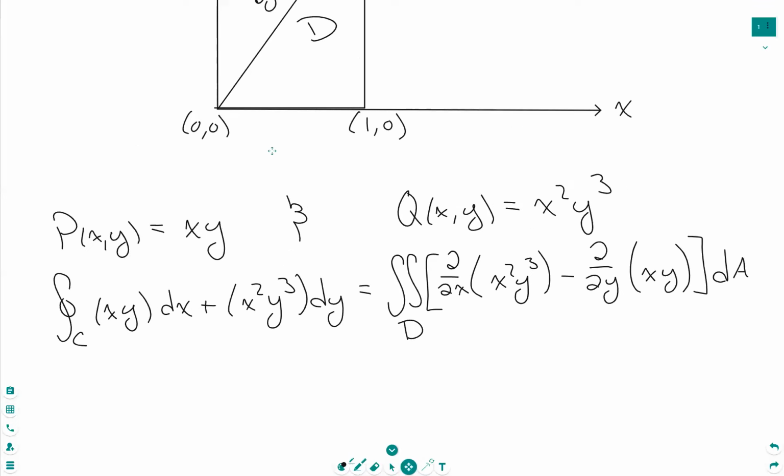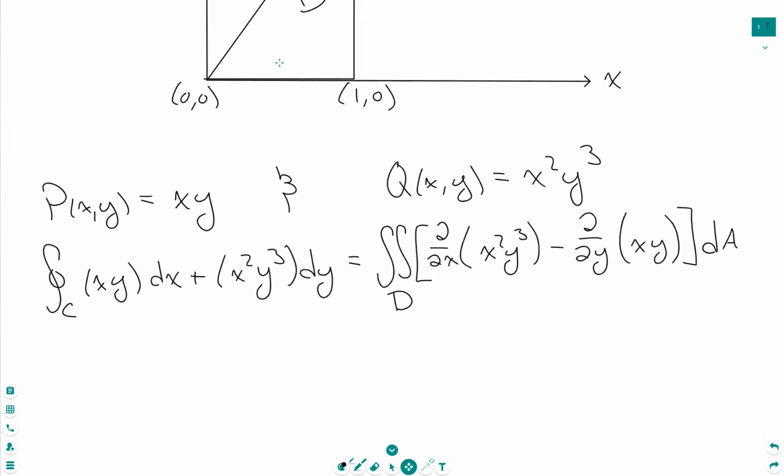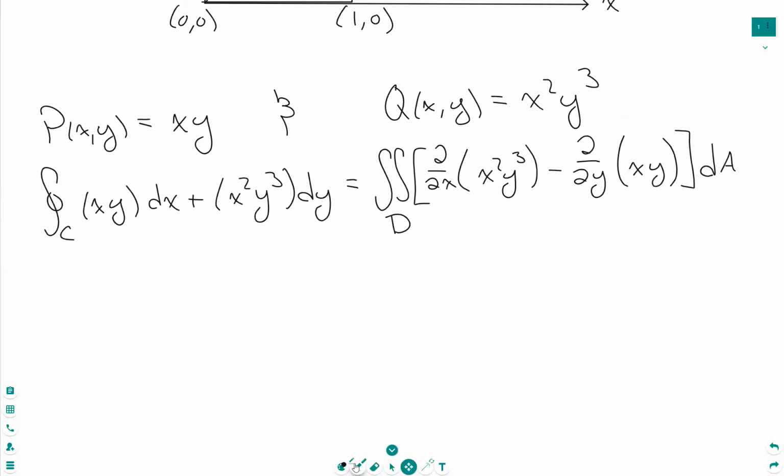So instead of doing the line integral on each of these small segments, I can just look at the area integral of the region D. And it's a triangle, right? The area integral shouldn't be too bad. So we go ahead.